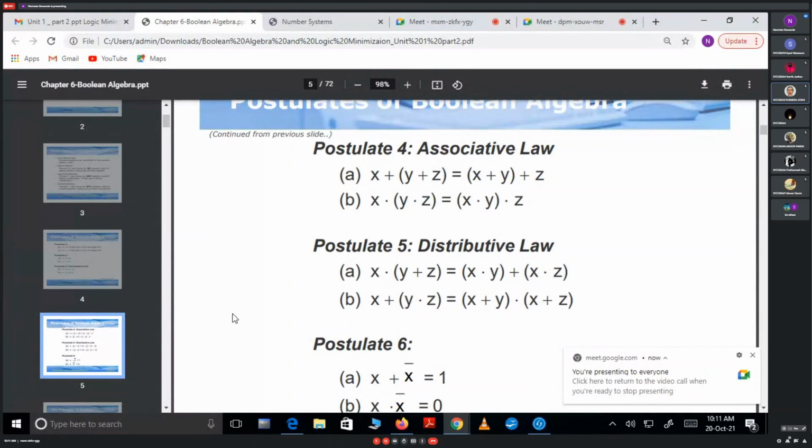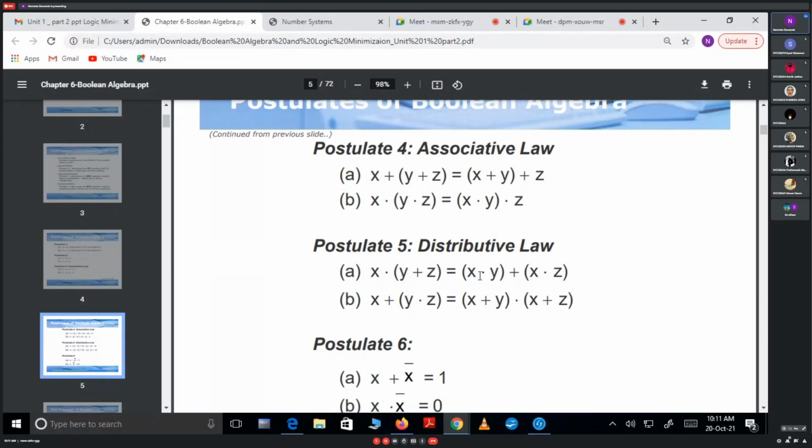Yes, ma'am. Okay. Postulate 4, associative law. x plus y plus z can be considered as x plus y plus z with the brackets regrouped. Whenever you get these laws, the right side value and the left side value are always similar, so the expression can be written in terms of this. But why is it required? Why are we going to see all this? Because we need to understand logic minimization. Right? x dot y dot z, you can interchange the brackets, x dot y dot z.